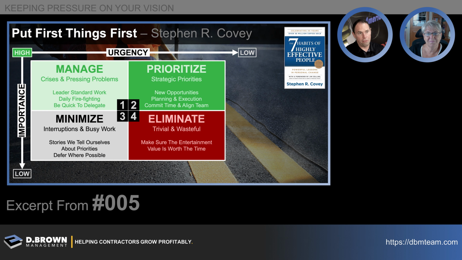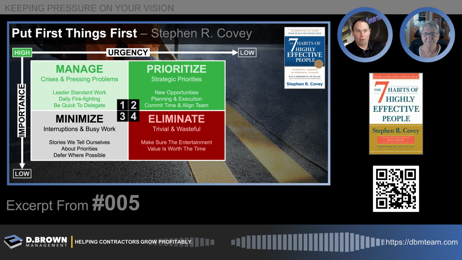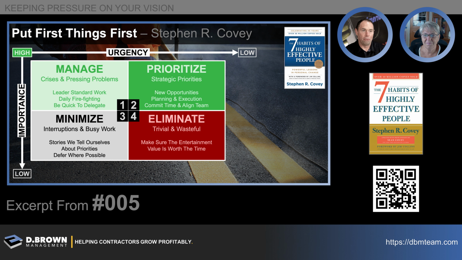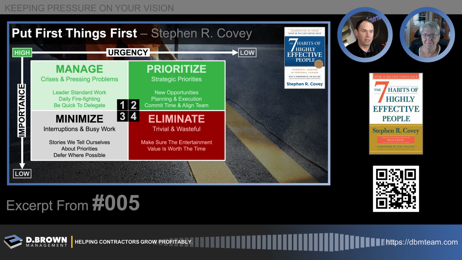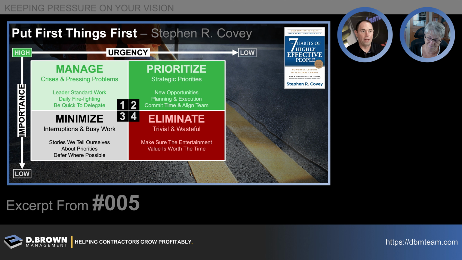Where I think it's important is where you map those out, and a lot of people have seen this. I think it's been called the Eisenhower matrix, and I think he was the first person to use it. Most people reference it from Stephen Covey's 7 Habits, these four quadrants. You have a matrix with an axis of urgency and an axis of importance. Things that are high urgency and high importance, you have to manage them. Those are crises, pressing problems. Things that are low urgency but high importance, that's what you really have to prioritize, because they're your strategic priorities. They're your new opportunities, your planning and execution of the project, committing the time and aligning the team.